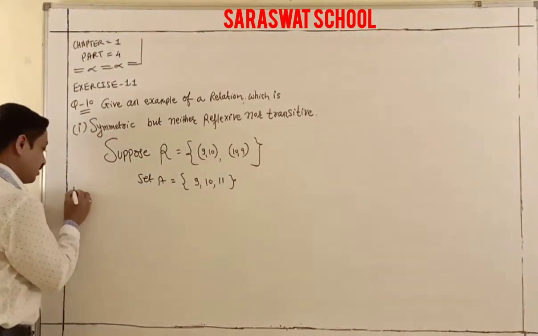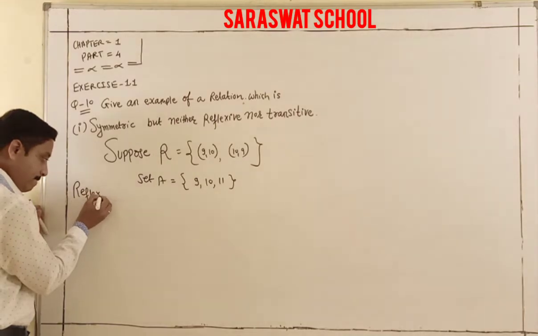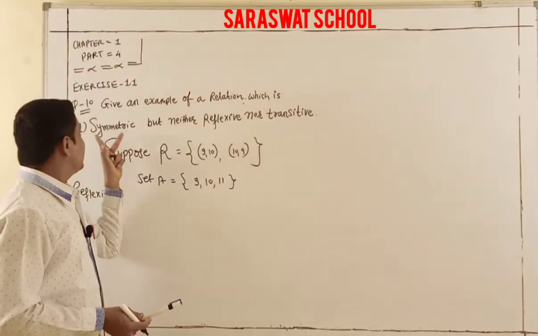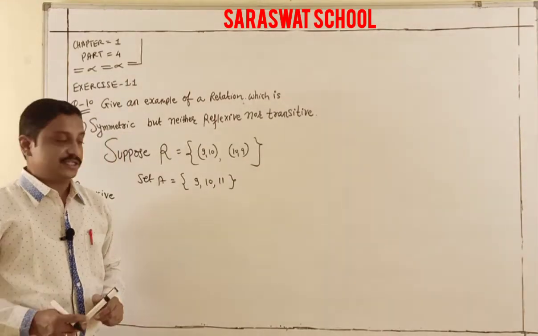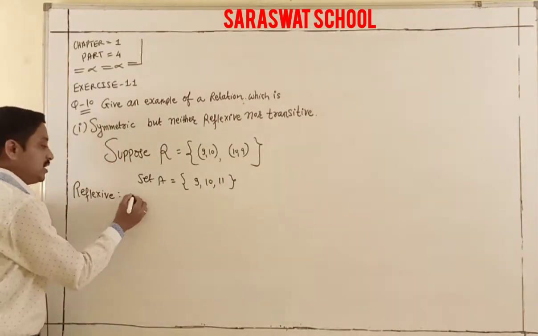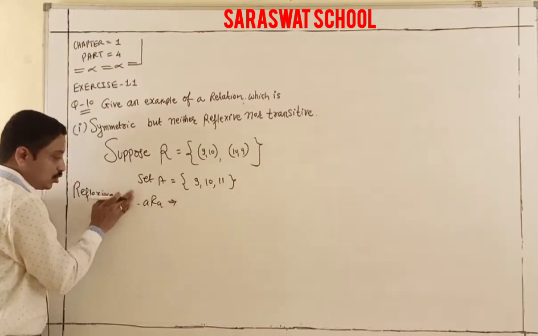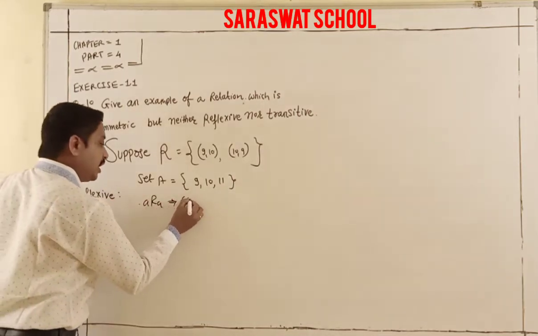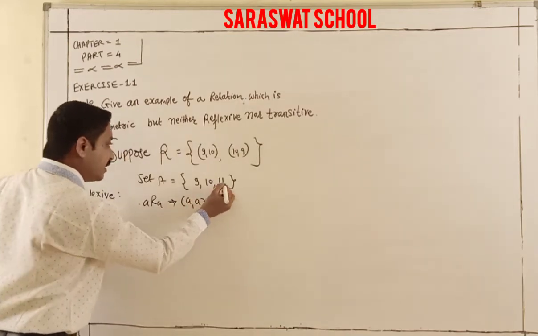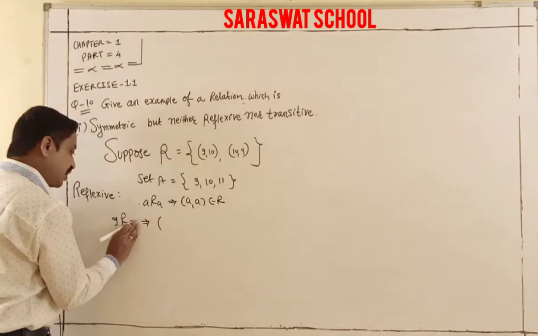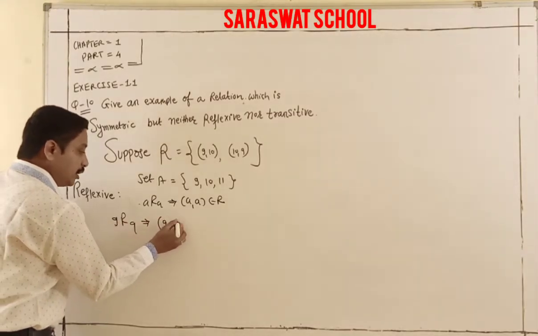Check the first, reflexive. Students, these two are alternate, right? Because I want this to be symmetric. What is the reflexive rule? If A to A, then A comma A belongs to R. Here check 9 to 9. Definitely the answer is 9 comma 9 belongs to R?